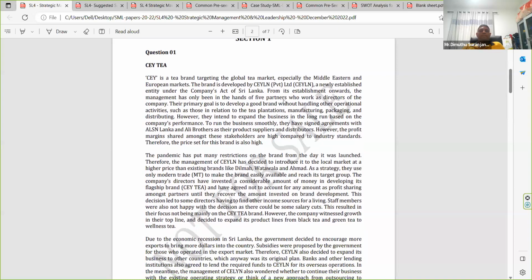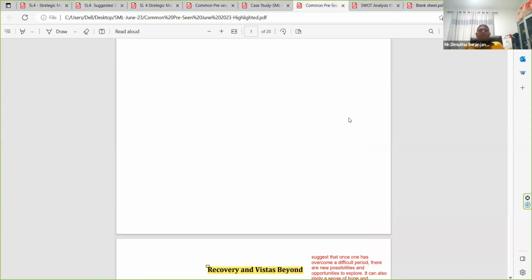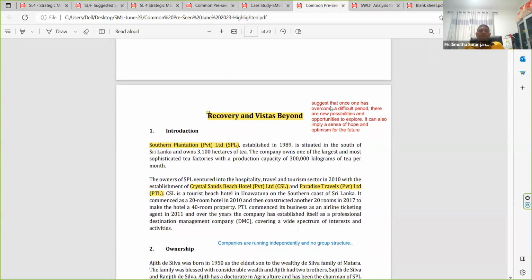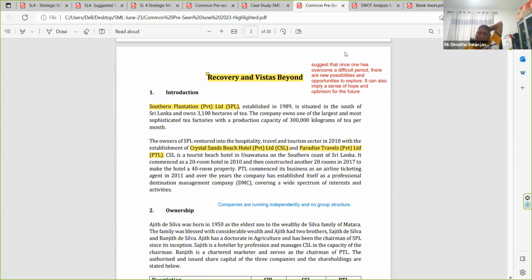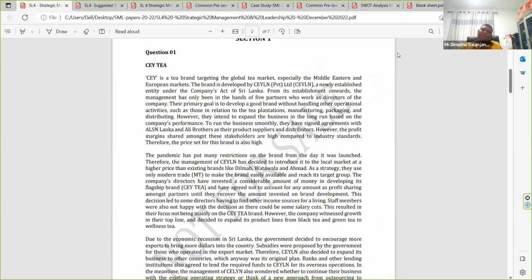CT, the tea company. This is the tea industry, right? So the examiner loves the tea industry. That's why I think even this time the pre-seen is also based on a plantation company. If you go through this time's pre-seen, the first company is in the tea industry, Southern Plantation Private Limited. So they are also in the tea industry, right? So the examiner loves tea. That is one point we can identify.